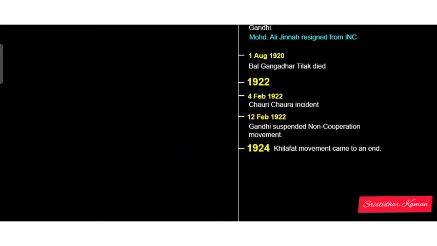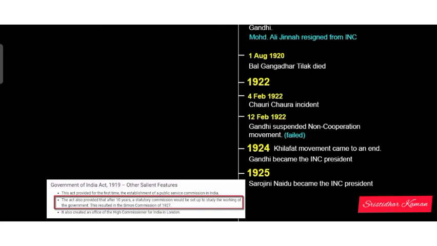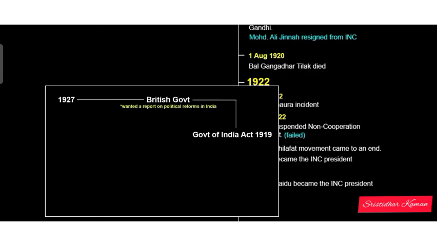In 1924, Gandhi became the president of the Indian National Congress. As we know, the non-cooperation movement failed. Hence, there was no noise and action in political activities. In 1927, the British government wanted a report on political reforms in India and on amending the Government of India Act 1919. This was actually part of the Government of India Act 1919. One of the provisions was that after 10 years, a statutory commission would be set up to study the working of the government. So the UK Parliament appointed a commission.